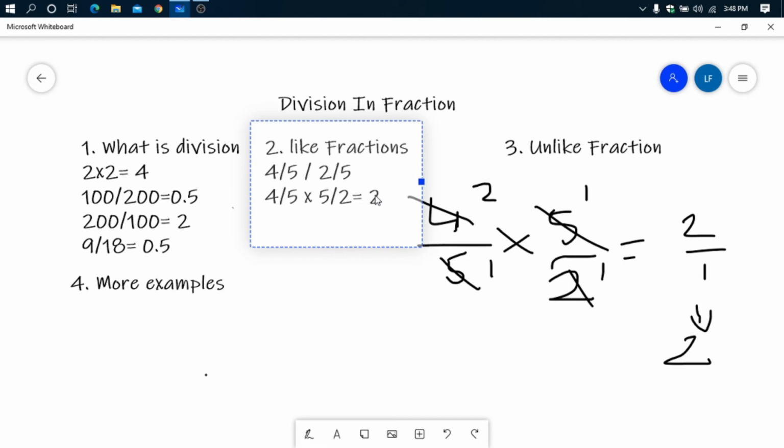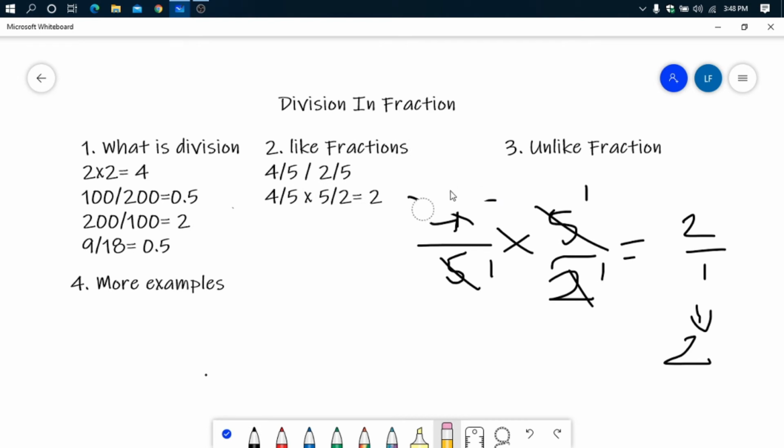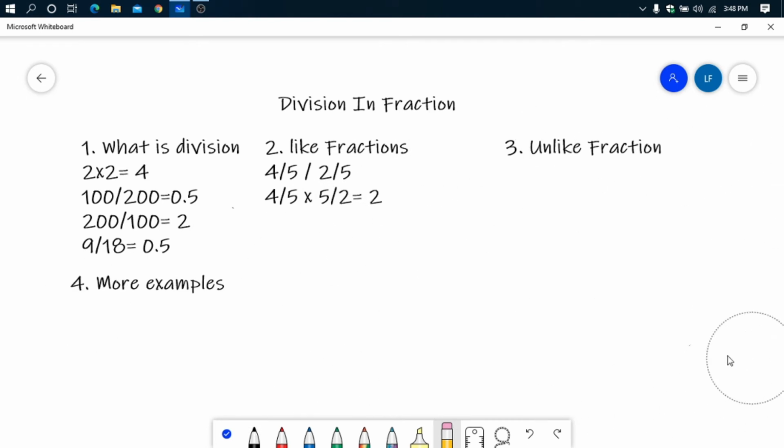Okay, so let me just erase these. It'll take less than a minute because Microsoft Paint.